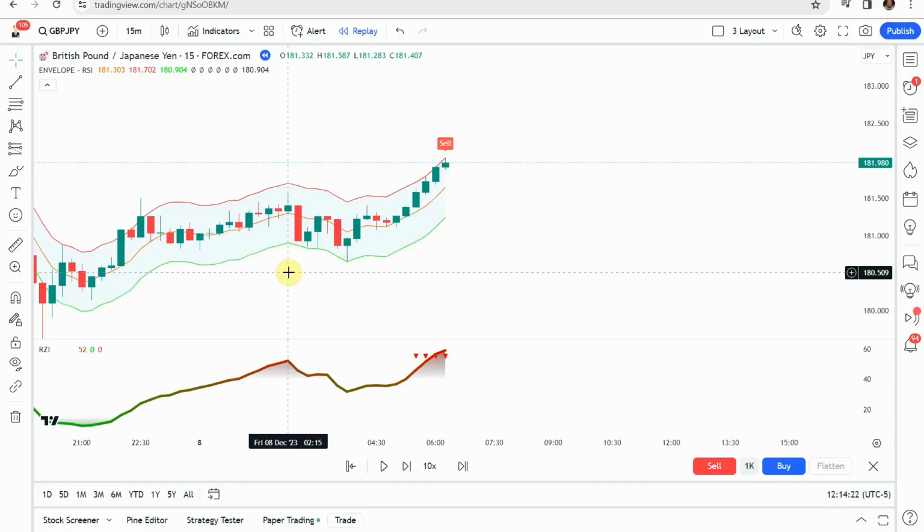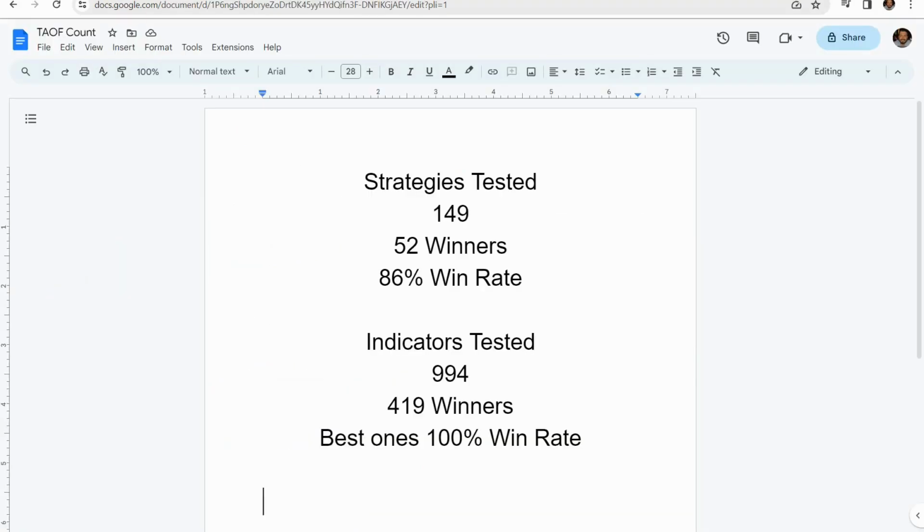Alright, as I said, today we will be testing a 15-minute day trading strategy. Before we do though, I wanted to put the testing scoreboard up for everyone to see. So to date, we have tested a total of 149 different strategies with 52 of them being winners. The best one so far was able to achieve an 86% win rate. That is the Academy of Forex strategy with the Z-score probability indicator. We've also tested a total of 994 indicators with 419 of them being winners.